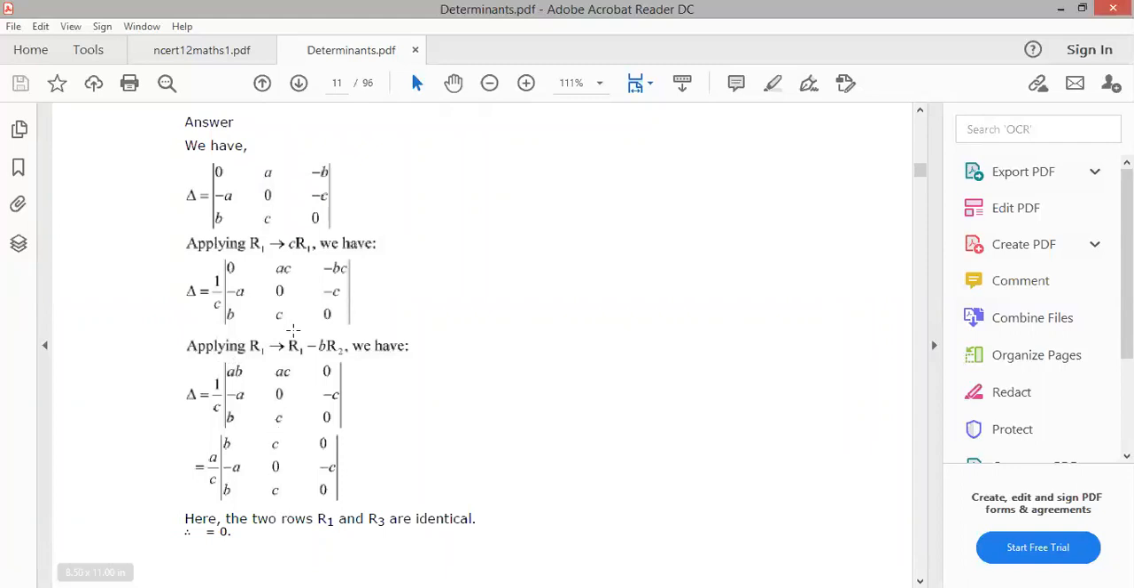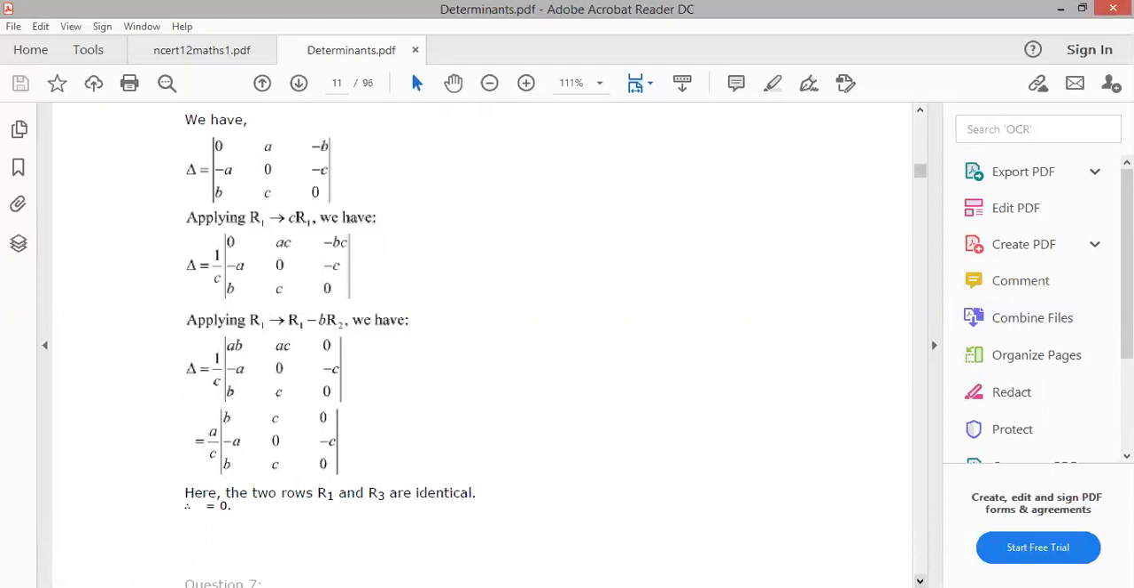You can see after operating these steps that it is B, it is B, it is C here, it is C here, 0 here, it is 0 here. So its value is equal to 0 because R1 and R3 are identical.